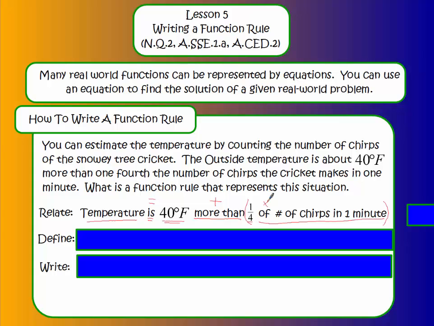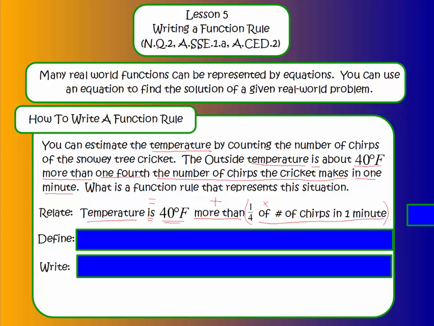Okay, we see that you can estimate the temperature up here by counting the number of chirps of the snowy tree cricket. The outside temperature is 40 degrees Fahrenheit, more than 1/4 the number of chirps the cricket makes in 1 minute. Okay, that's where we got all this information from.